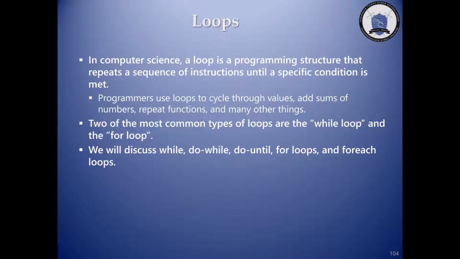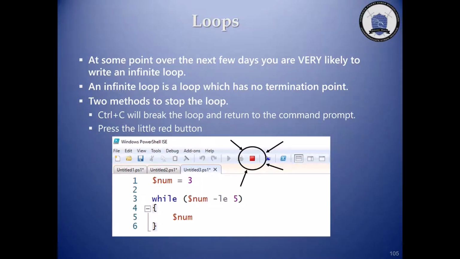The 2 most common types of loops are while loops and for loops, which we'll discuss. And then we're also going to discuss do while, do until, and for each loops. So let's go ahead and jump right on in. But before we actually talk specifically about loops, it's important that we are aware of what an infinite loop is.